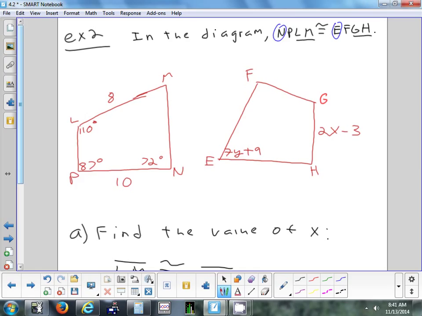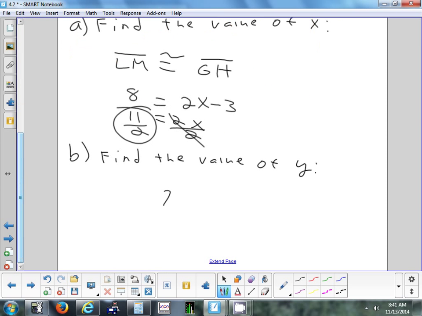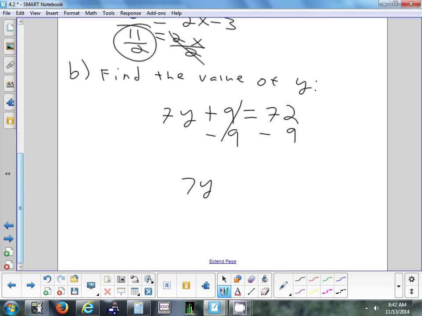What does that mean? If E and N are corresponding, the angles are congruent. So set them equal. Take 7y plus 9 and set it equal to 72. Okay, and that's the hard part. Any question on how I set up that equation? I found the corresponding angles and set them equal. Okay, subtract 9. Subtract 9, we get 7y. 72 minus 9 is 63. Divide by 7.